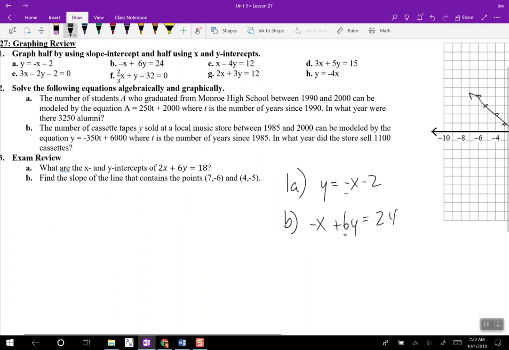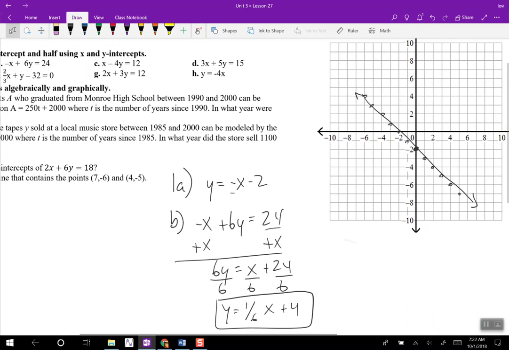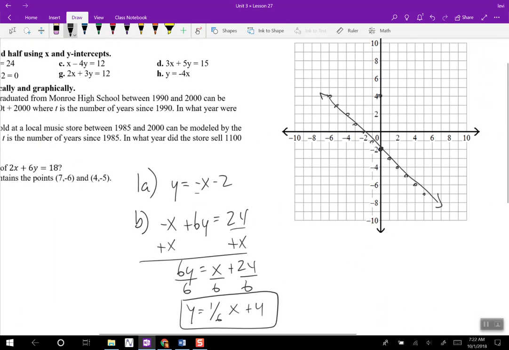B, negative x plus 6y equals 24. Well, I could solve it by the intercepts, but I don't want to intercept a 24 or negative 24, so we'll solve this for y. So we'll add x, 6y equals x plus 24, divide by 6, and y equals 1/6 x plus 4. So we've got a y-intercept of 4, and a slope of up 1, right 6, and down 1, left 6, and that's our graph.